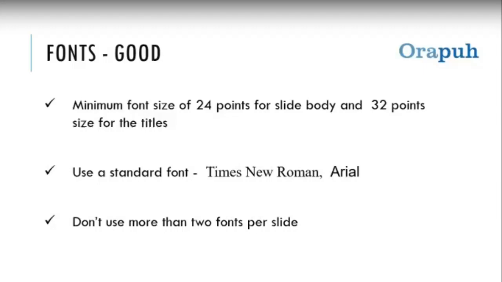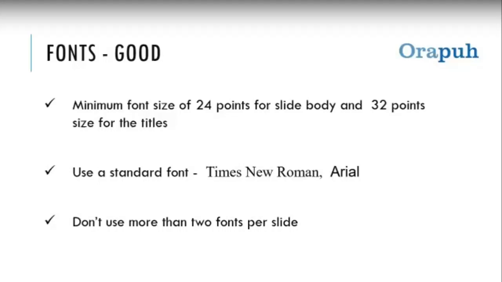So a minimum size of 24-point or higher should be used for the body of the slide. When you're forming the words on the body of the slides, you should use nothing less than 24 points and higher. Then for the titles, it should be from 32 upwards. Anything less than this will be unreadable. And ensure you use standard fonts. Don't use decorative type of fonts.